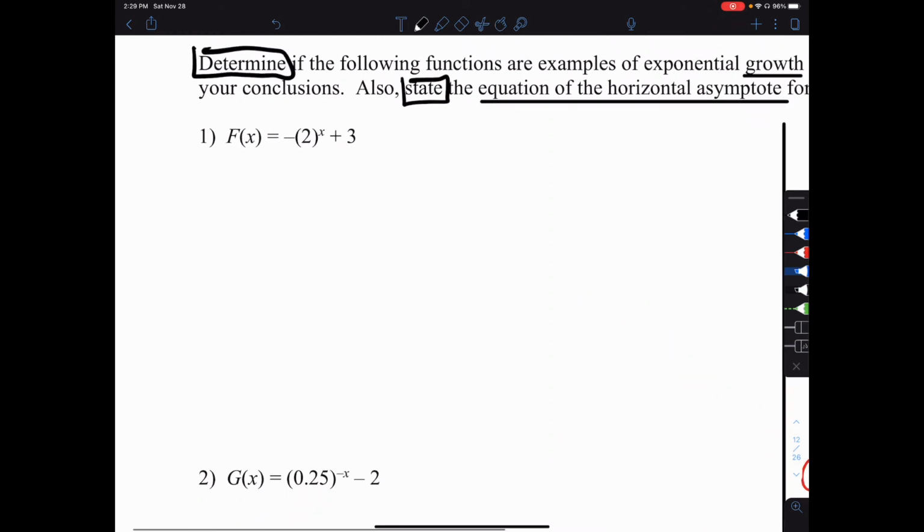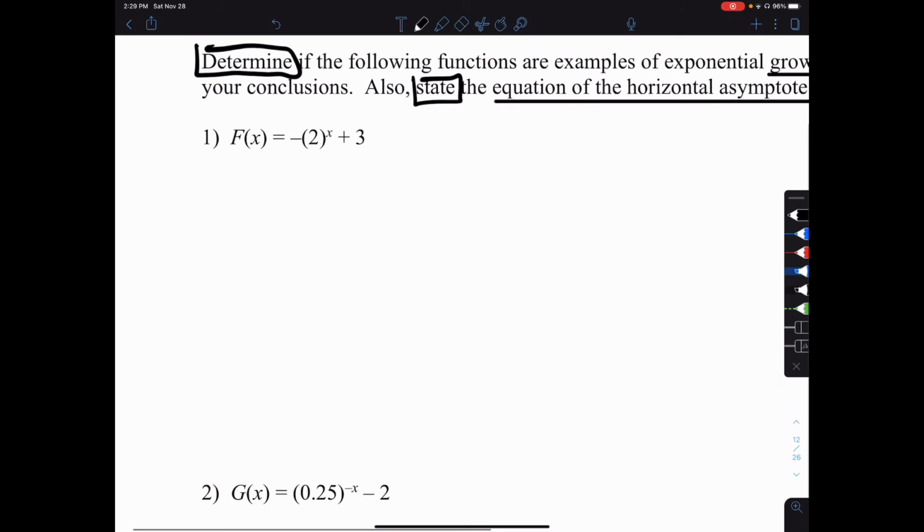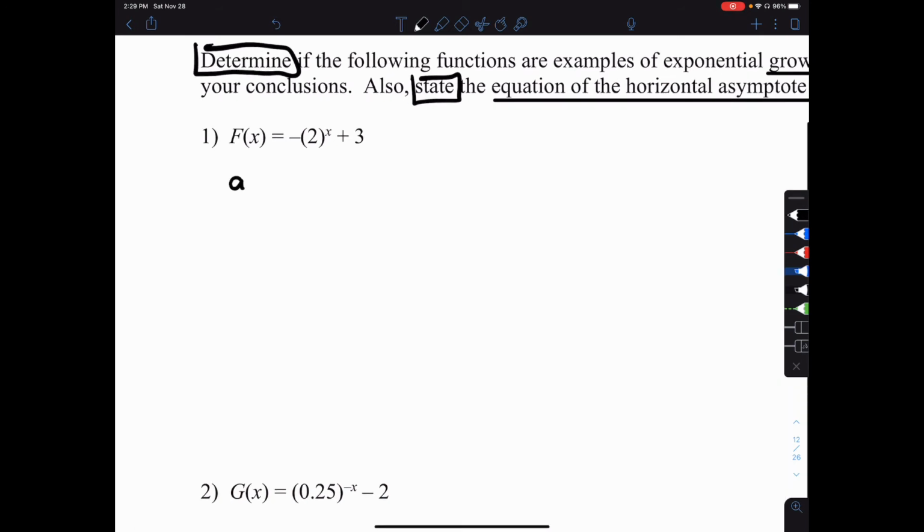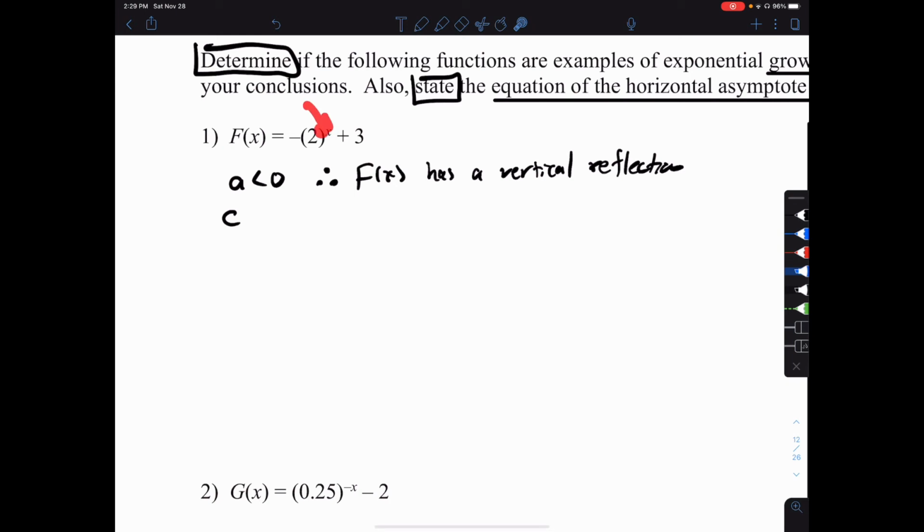All right, so for this first one, determine if it's exponential growth or decay and state your conclusions. In each case, we have to figure out: is A bigger than or less than 0? Is C bigger than or less than 0? A, which is -1, is less than 0. What's our conclusion? f of x has a vertical reflection. C, which is what you're multiplying by the x here, is greater than 0.